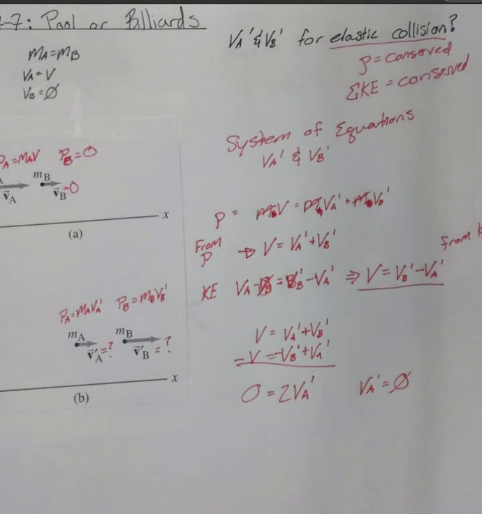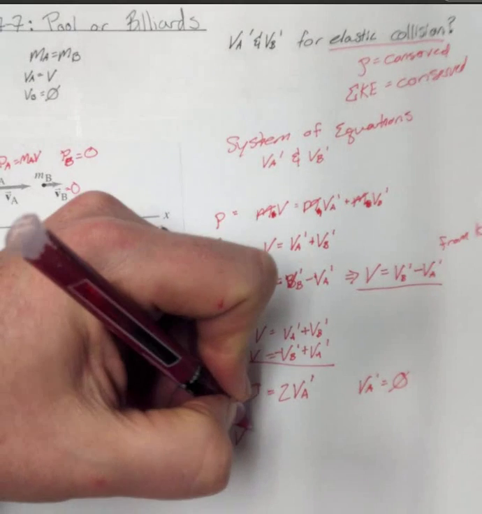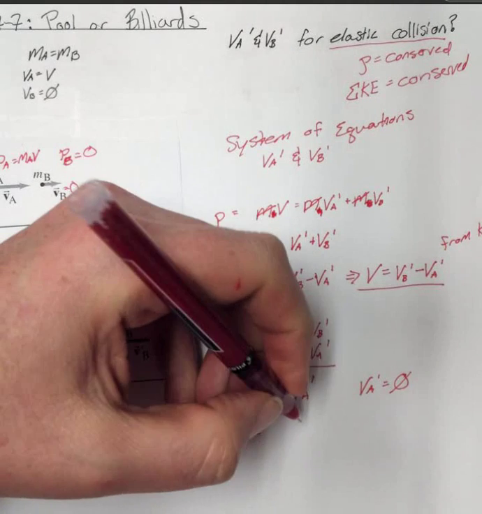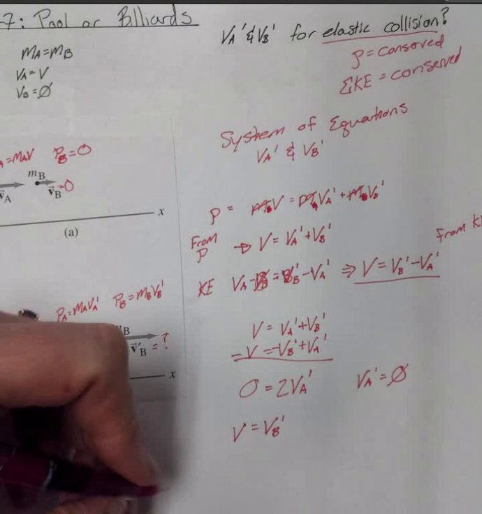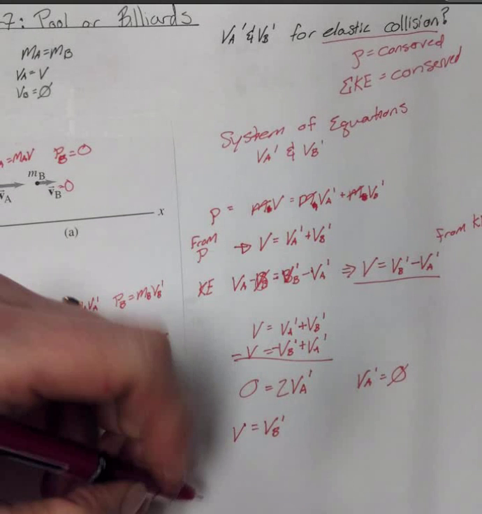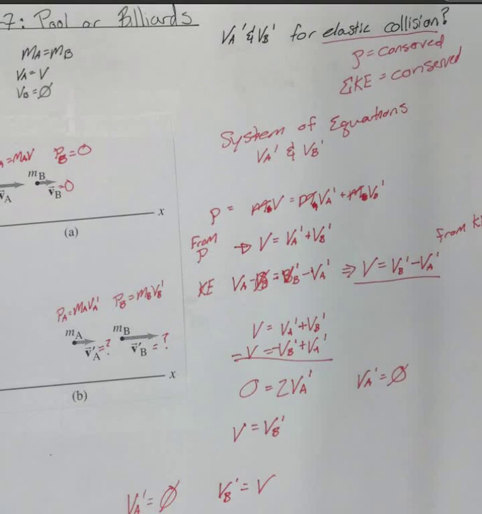So if VA prime equals 0, I can plug that back into either of the equations, and I get that V equals VB prime. So now I've solved it. I have that VA prime, the final velocity of object A, is 0, and the final velocity of object B is equal to the initial velocity that object A had. That is, ball A got stopped by ball B, and ball B got the original velocity that ball A had. That shows that kinetic energy is conserved, as is momentum.